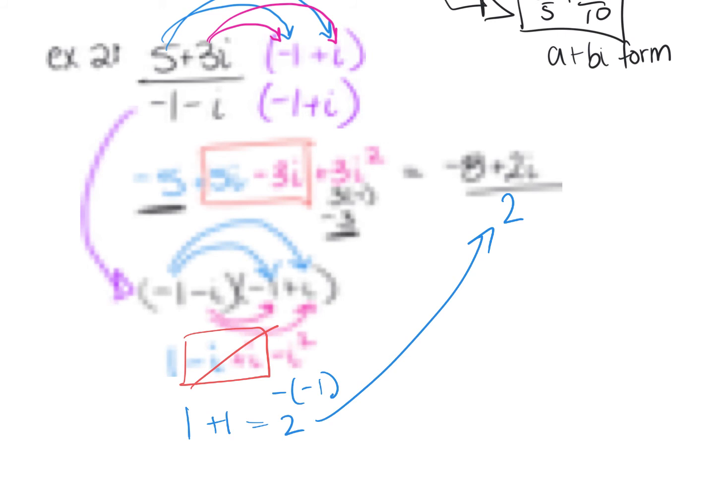Can I simplify? Negative 8 divided by 2 is negative 4. 2i divided by 2 is i. So negative 4 plus i. Questions? Then it's negative 1. Okay, yeah, i squared should always be replaced with negative 1.